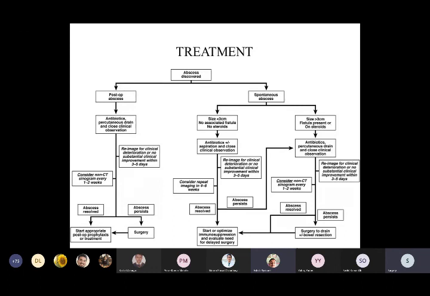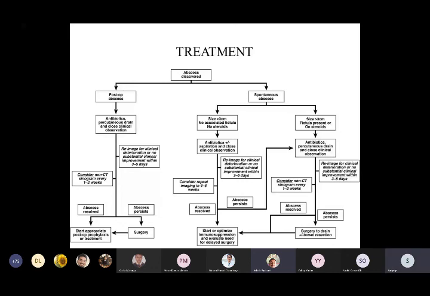If the size of the abscess is more than 3 cm, or a fistula is present, or the patient is on steroids, we go for antibiotics, percutaneous drainage, and close clinical observation. Reimage for clinical deterioration or no substantial clinical improvement within 3 to 5 days. If the abscess resolved, then start or optimize immunosuppression and re-evaluate the need for delayed surgery. If the abscess persists, we go for surgery to drain, with or without bowel resection.